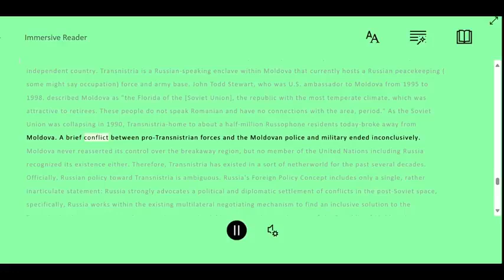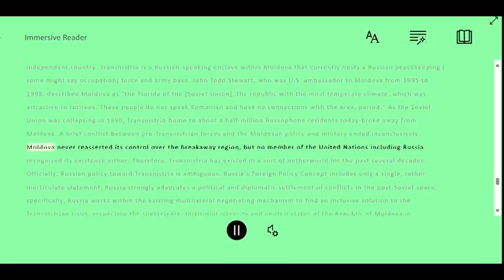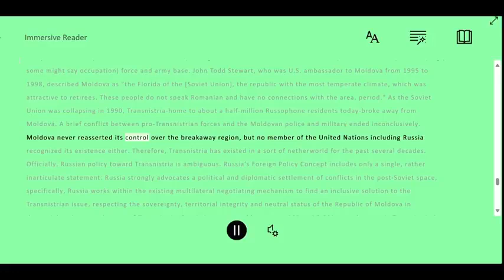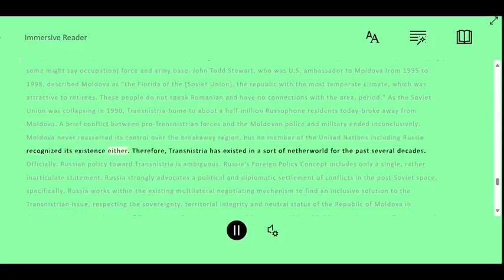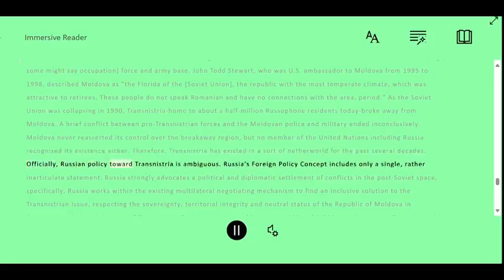A brief conflict between pro-Transnistrian forces and the Moldovan police and military ended inconclusively. Moldova never reasserted its control over the breakaway region, but no member of the United Nations, including Russia, recognized its existence either. Therefore, Transnistria has existed in a sort of netherworld for the past several decades. Officially, Russian policy toward Transnistria is ambiguous.